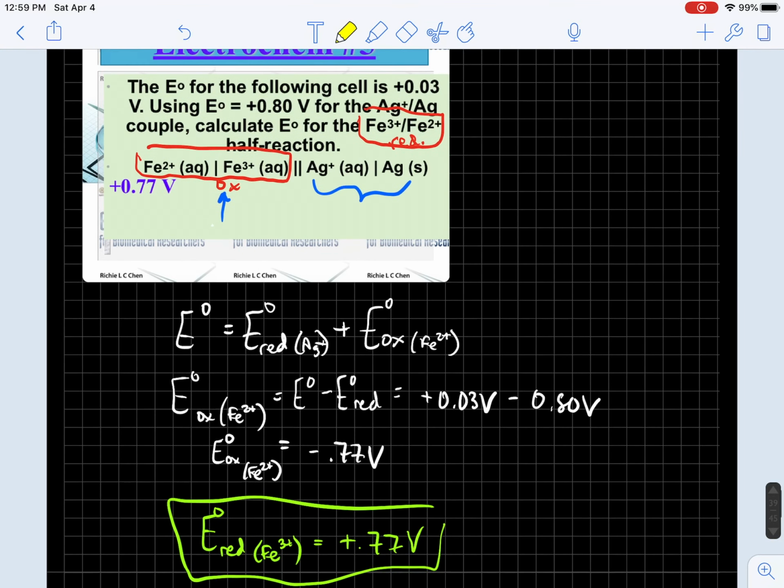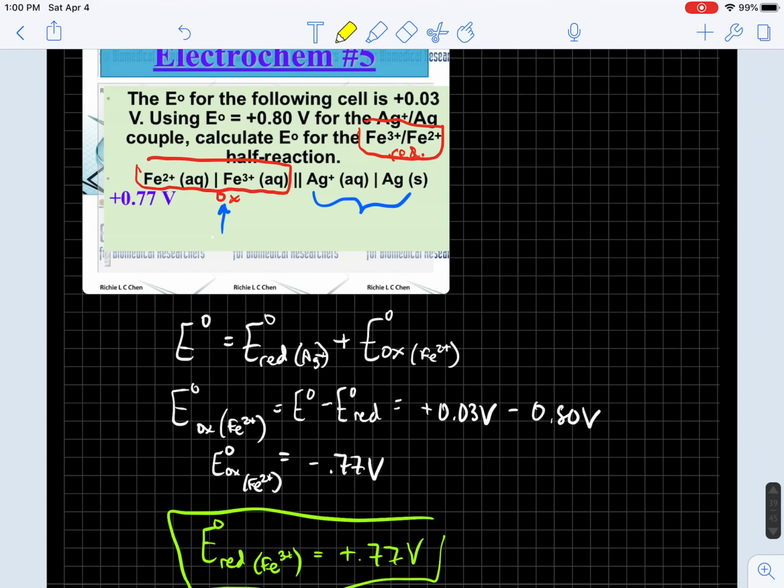Problem number 5. What was the issue with this one? Problem number 5 is that they're asking you for certain information, but they're giving you the opposite information of what you need. E0 is just a reduction potential plus oxidation potential. And if you look at the cell notation for the cell, you're oxidizing iron 2 to iron 3 in the reaction. So the issue is that we can use E0 equals reduction plus oxidation and solve for oxidation, but the question is actually asking you to go from iron 3 to iron 2, which is a reduction.